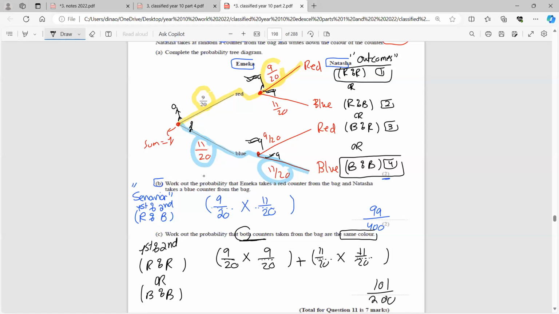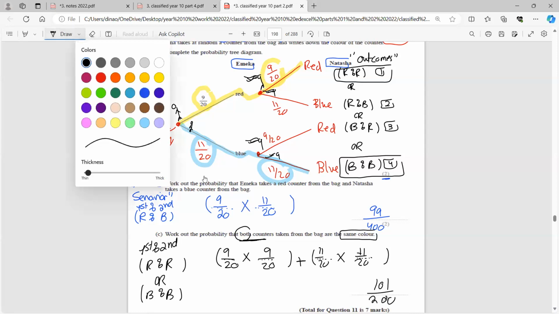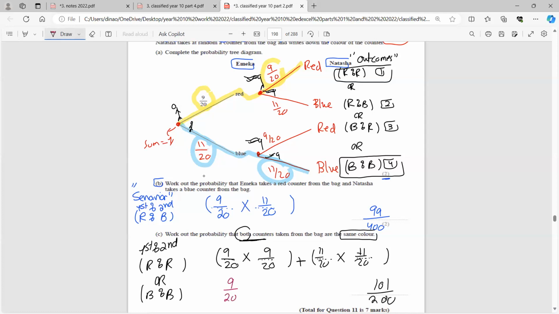For those who like to be quicker with the steps, this could be written as 9 over 20 all squared plus 11 over 20 all squared. But please, if you're going to use this shortcut, don't ever place it on the calculator like this. You have to put a bracket and the power outside. Otherwise, the calculator will read it as 9 squared over 20. Okay? So this is the second question about Amika and Natasha.